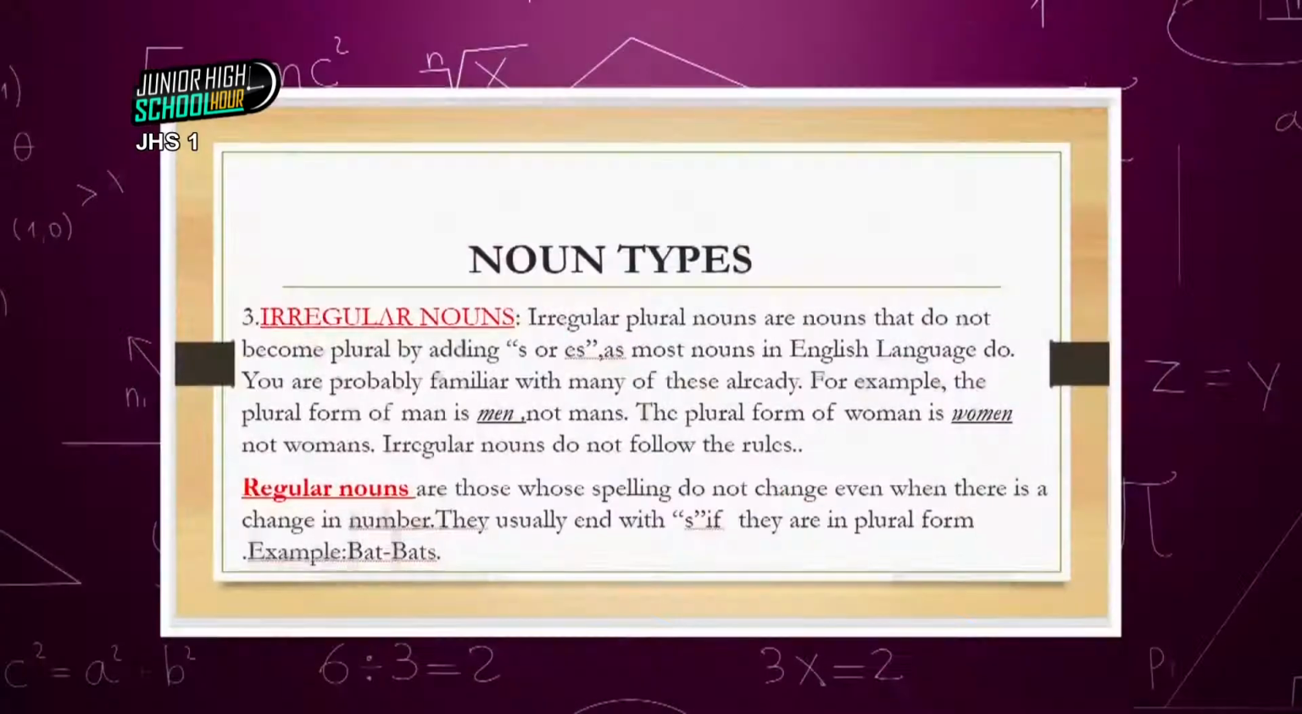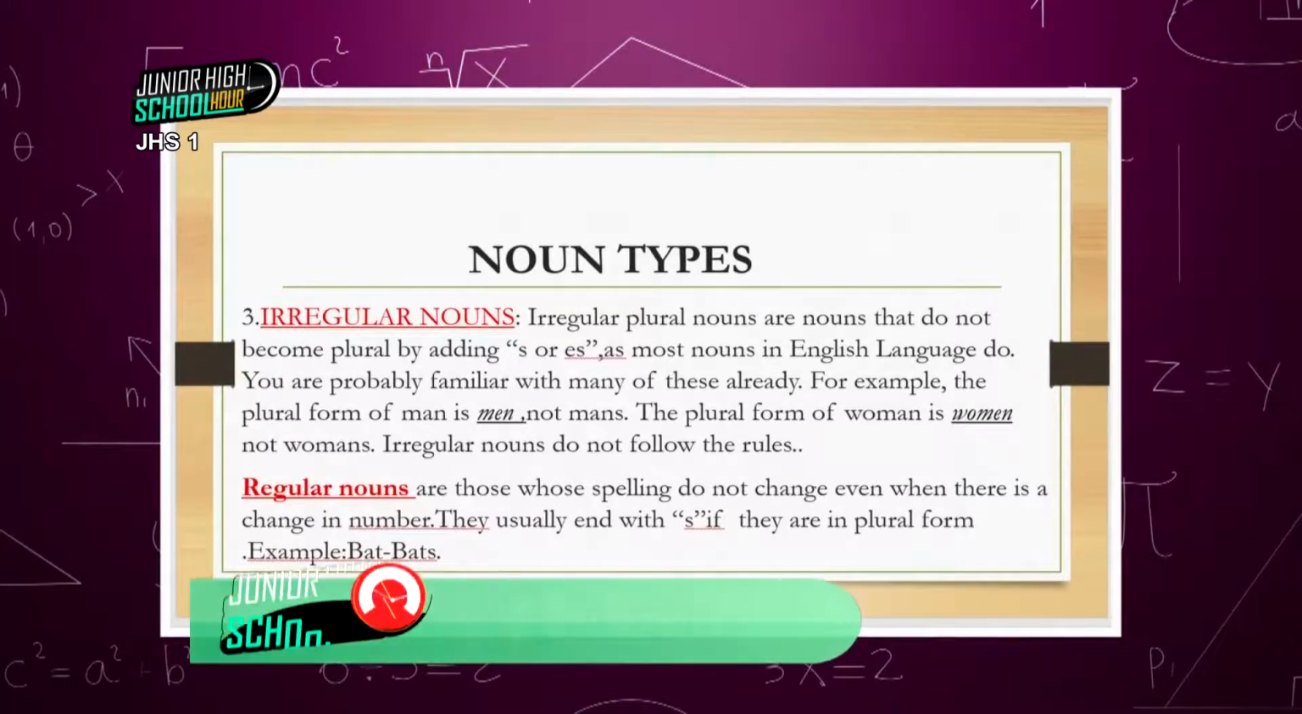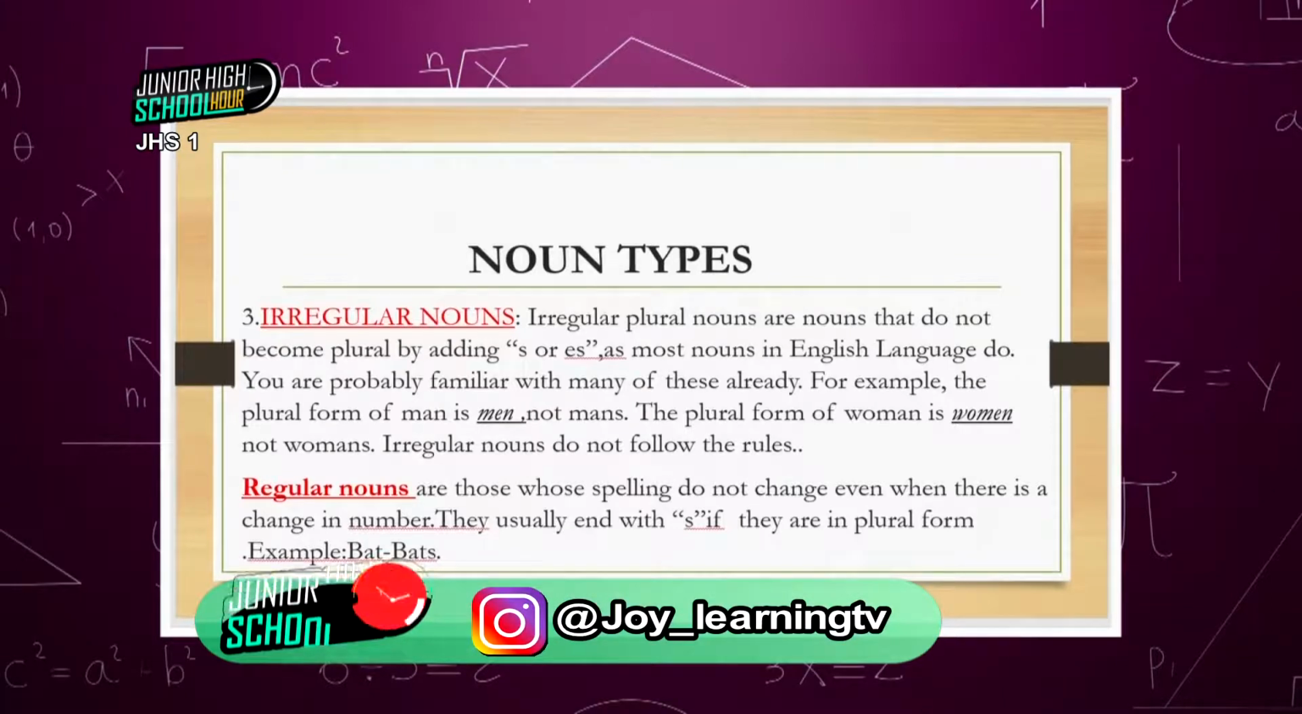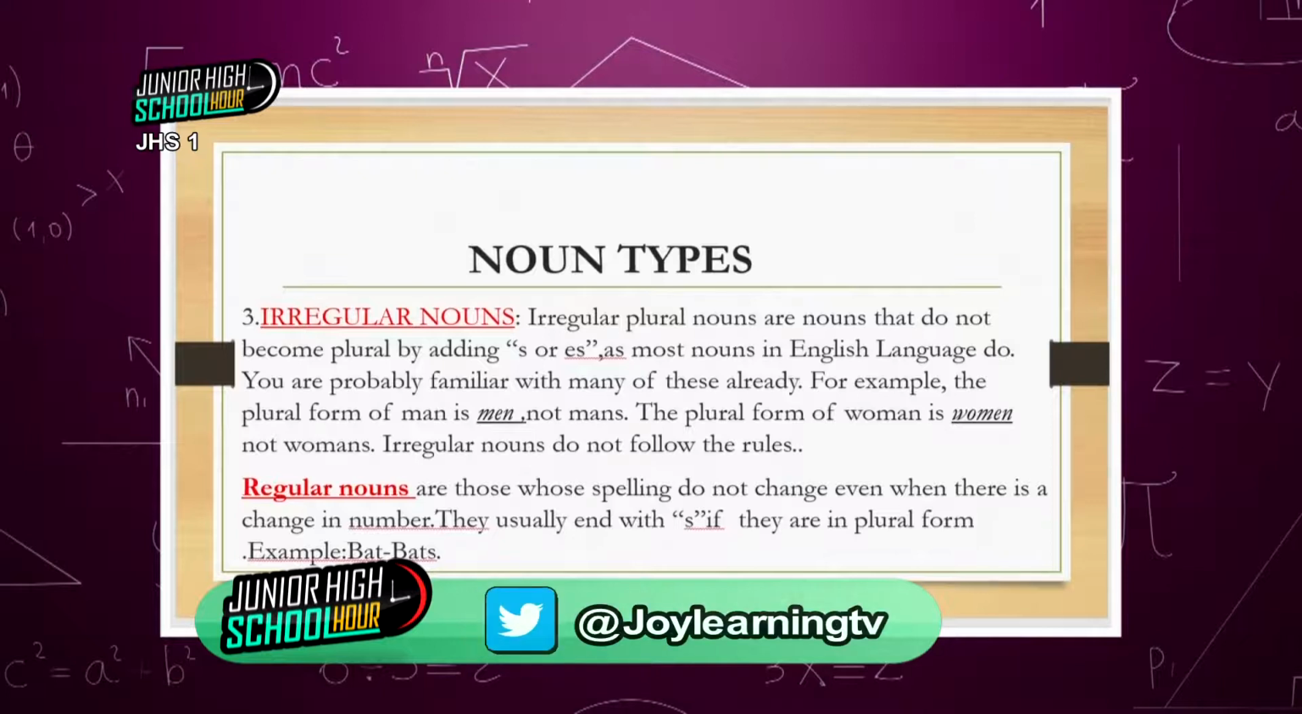Now, let's revise regular nouns. Regular nouns are those whose spellings do not change even when there is a change in number. They usually end with s if they are in plural form. For example, we have bat, and the plural form is bats. You just add an s to it.